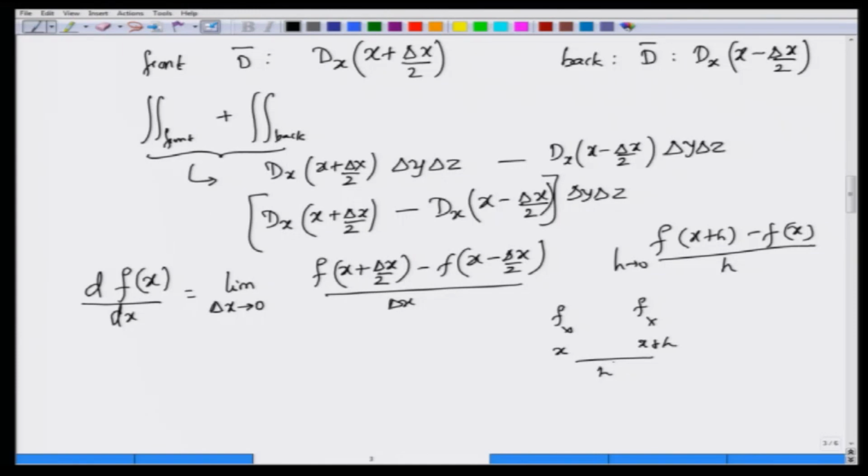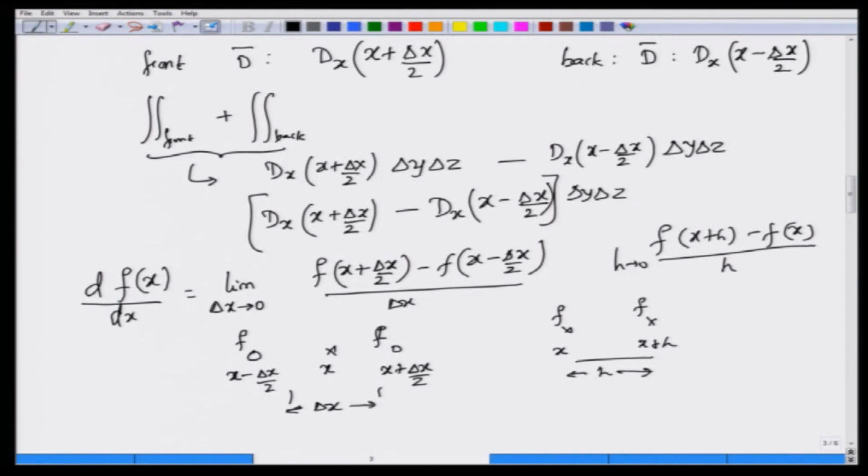The same thing can be done if you take 2 points, one at x minus delta x by 2 and the other at x plus delta x by 2, and then find the corresponding values of the function f here and then divide this by the separation, which is delta x, and then let this separation go to 0. So, these two forms are essentially equivalent.